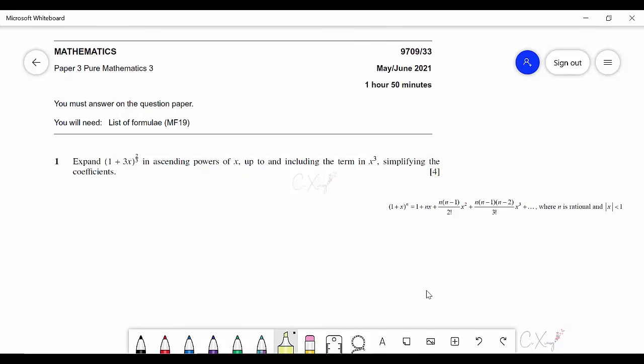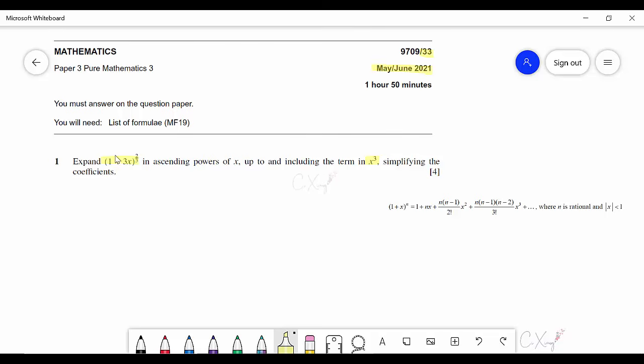Okay, so for this video, we are going to discuss the Paper 3 Pure Maths 3 paper for May/June 2021. Okay, so let's have a look at the first question. For the first question, they want us to expand this bracket with power 2 over 3 in ascending powers of x up to and including the term in x power 3. Simplify the coefficients.